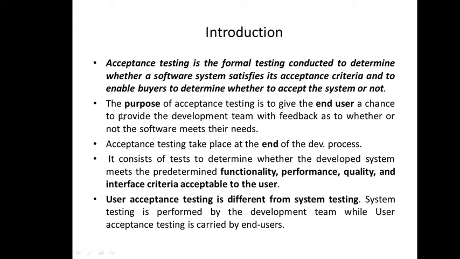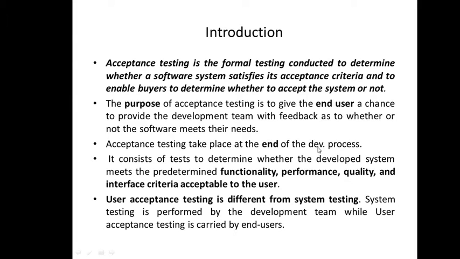Now what is the basic purpose? The basic purpose of acceptance testing is to give the end users a chance to provide the development team with the feedback as to whether or not software meets their needs. So ultimately, the basic aim of this acceptance testing is to check whether it fulfills all the users' requirements or not. Right? So acceptance testing takes place at the end of development process.